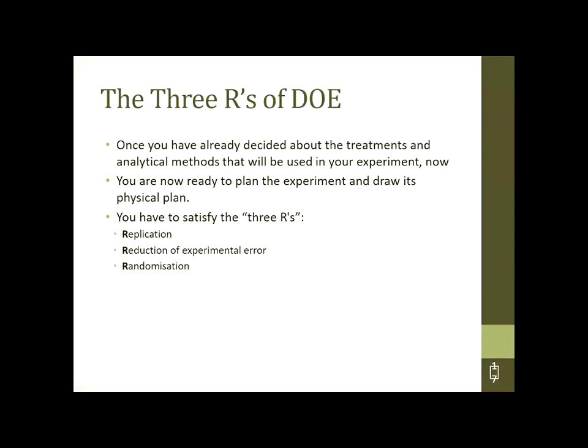When we think about experimental design, we have what we call the 3 R's, and the 3 R's are, not in this order, replication, reduction of experimental error, and randomisation.